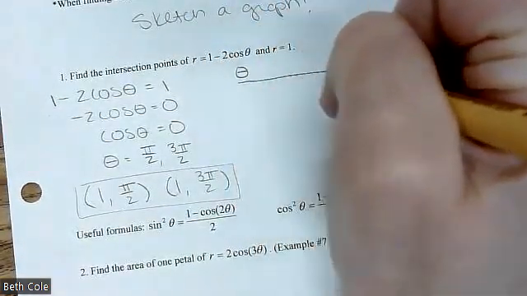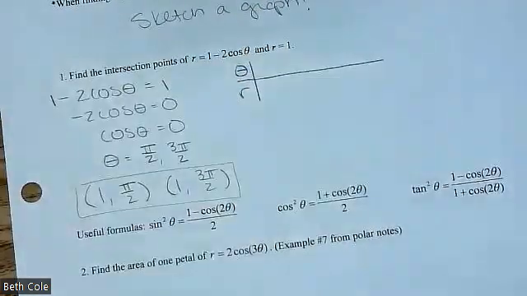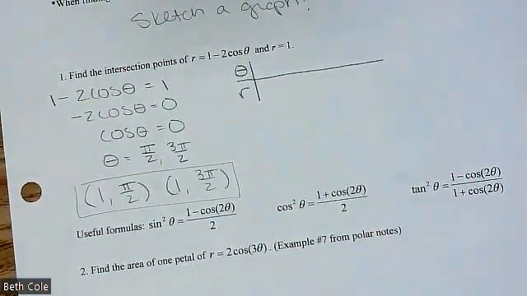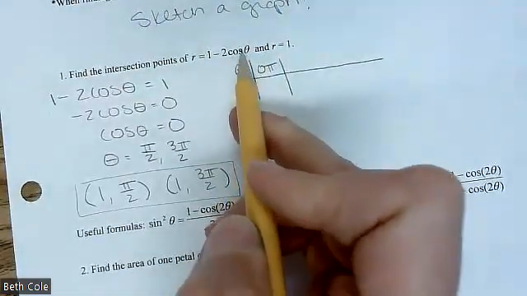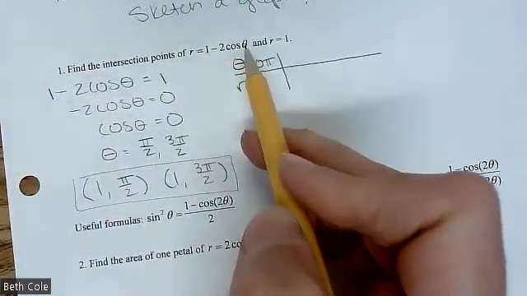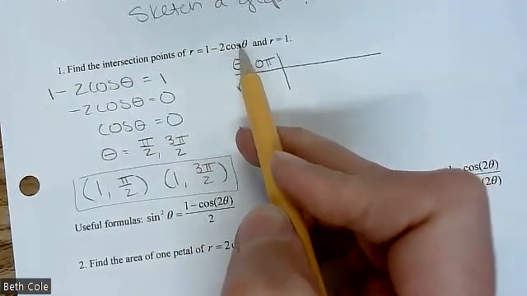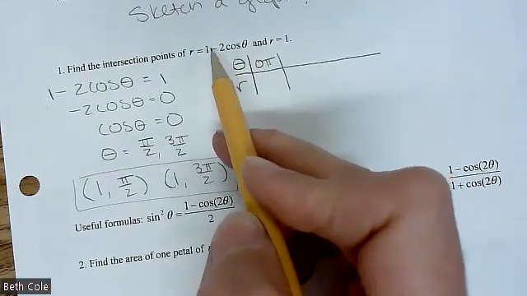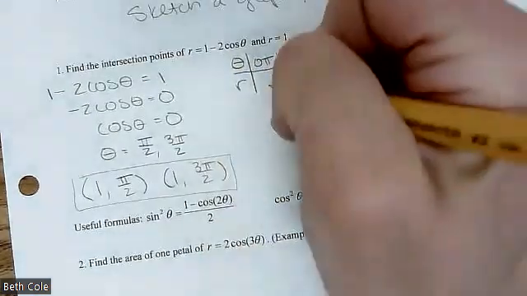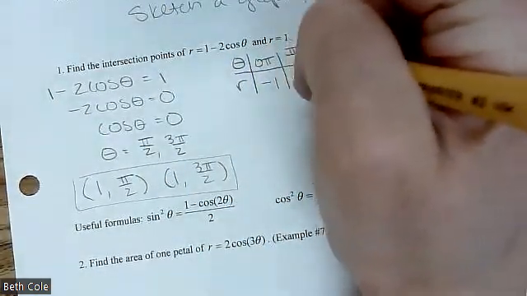So go ahead and make a little table, theta and R. And I'm just going to plug in the quadrant angles for this one. So if you plug in 0, and I'm just plugging in for this first equation here. If you plug in 0, cosine of 0 is 1, times 2 would be 2. And so 1 minus 2 would be -1.